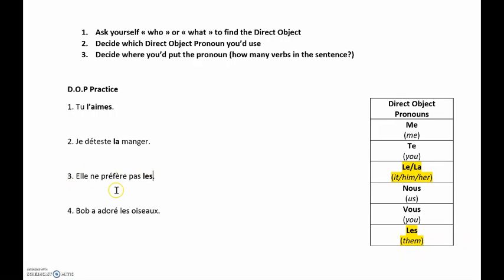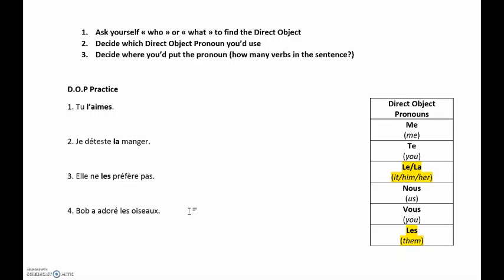Okay, in English, that would make sense, this placement here. But in French, we have to look at how many verbs there are. How many verbs are there? There's just one, préfère. So I'm going to put that les right in front of préfère. And as you can see here, the ne and pas, just like we talked about before, sandwiches together my direct object pronoun and my verb. Elle ne les préfère pas. She does not prefer them, them meaning dogs.